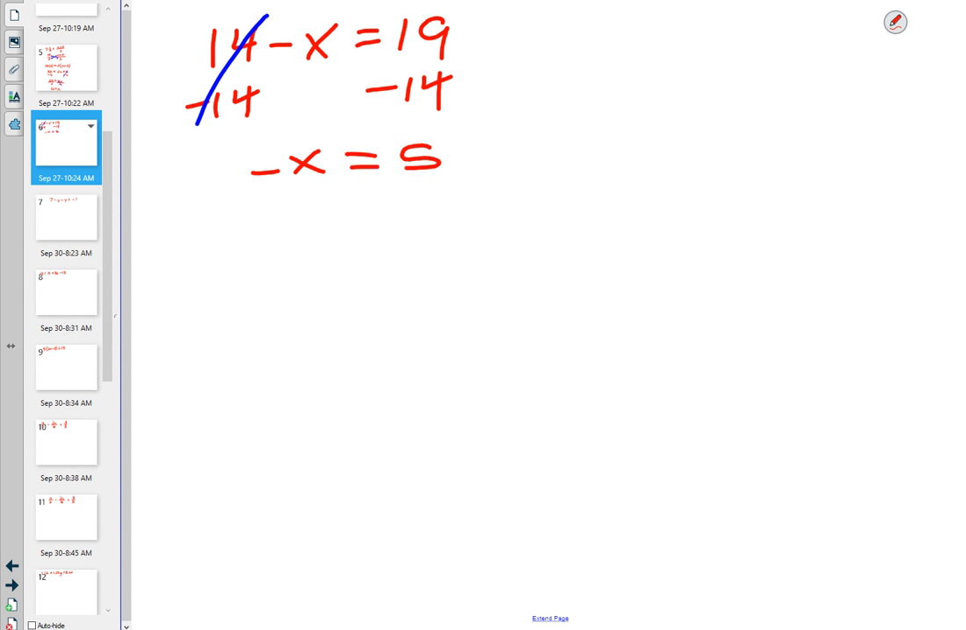And now, Ferris, now it's your moment in the sunshine. How do you get rid of a negative? Multiply both sides by negative. Good. If you want to get rid of a negative, multiply by a negative. Anything times -1 changes sign. So x does equal -5.